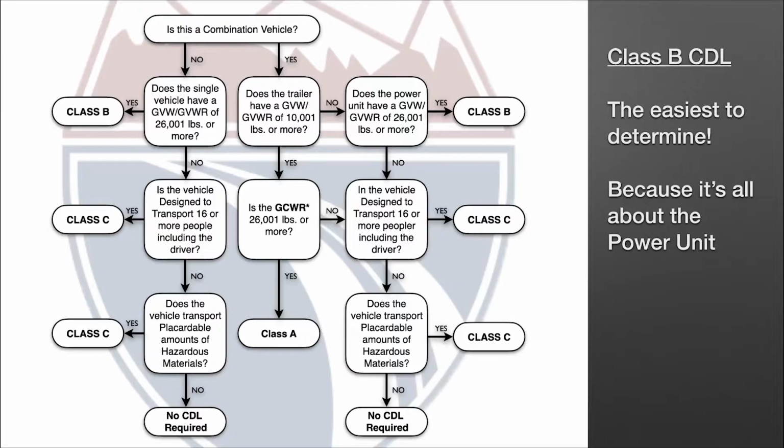Now, Class B CDL is the easiest to determine, but there's still two paths that you have to get to it. If you look at the flow chart and you start at the top, it says, is this a combination vehicle?